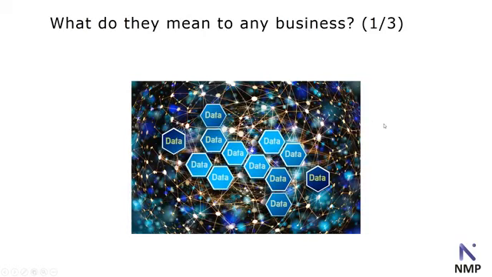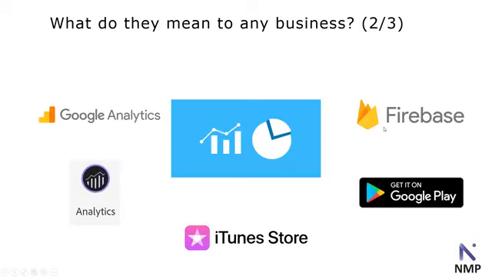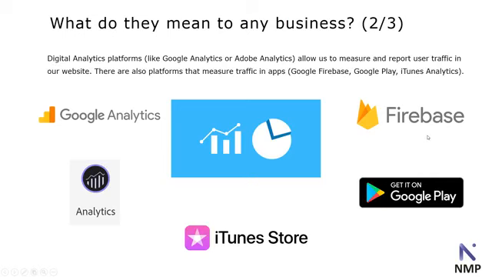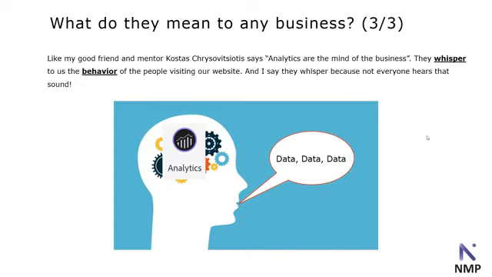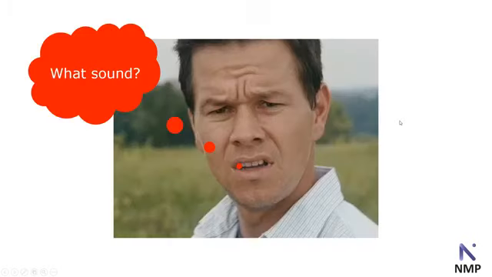And so, what does it mean to any business? Analytics is any form of measurable data. There are many different analytics tools to measure your campaigns. There are Google Analytics, Adobe Analytics, iTunes if you have an application, or Google Play, and Google's Firebase. These are all digital analytics platforms. And it's most important to have data in mind. As my mentor and friend Costa says, analytics are the mind of the business. They whisper to us the behavior of the people visiting our website.